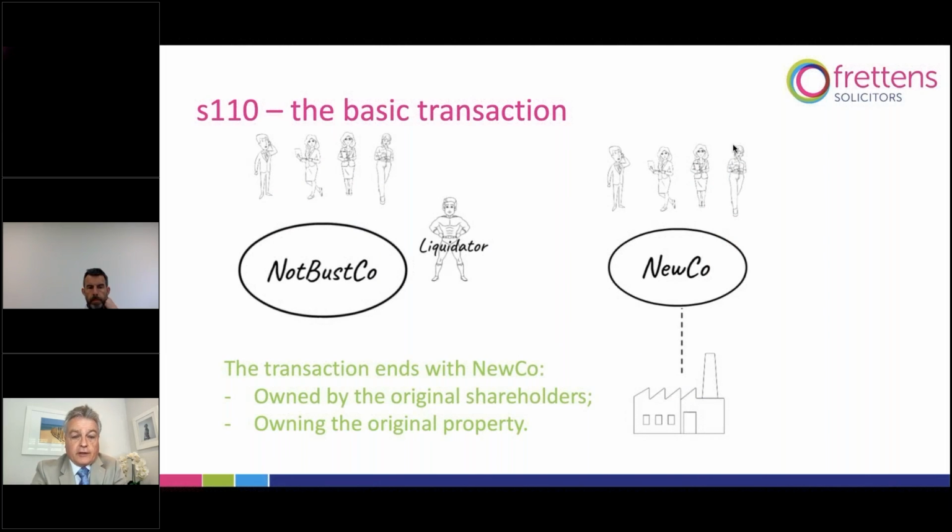So at the end of that transaction, you have the new company owned by the original shareholders and owning the original property. The original company, Not Bust Co itself, is now an empty shell, having had its assets transferred out of it. Now, there's not really much point to that transaction because you end up with the new company simply stepping into the shoes of the old company, and not much has changed.